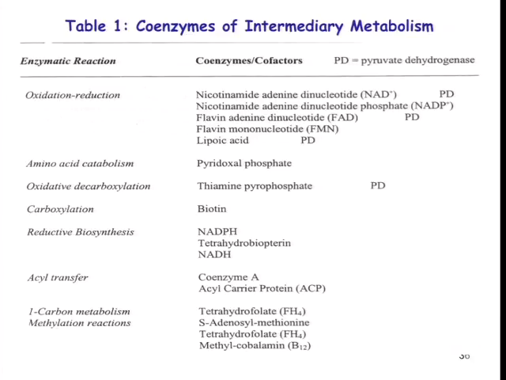You're going to come to know, in addition, pyridoxal phosphate in amino acid catabolism. When you see carboxylation, the cofactor that is involved mostly there is biotin, and these are B vitamins. Reductive biosynthesis, we already talked about NADPH and NADH being involved a bit, and we also have tetrahydrofolate involved. Can't pronounce it, but it's one carbon metabolism. Coenzyme A you should be familiar with, and acyl carrier protein.